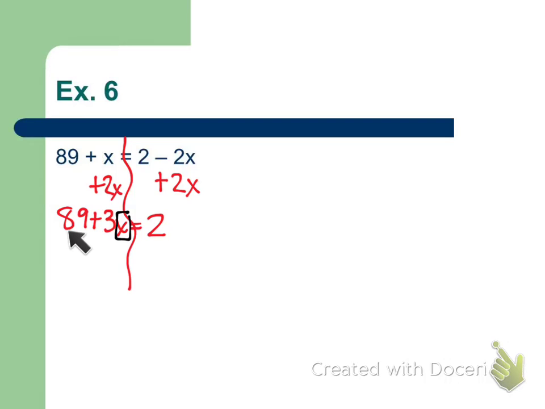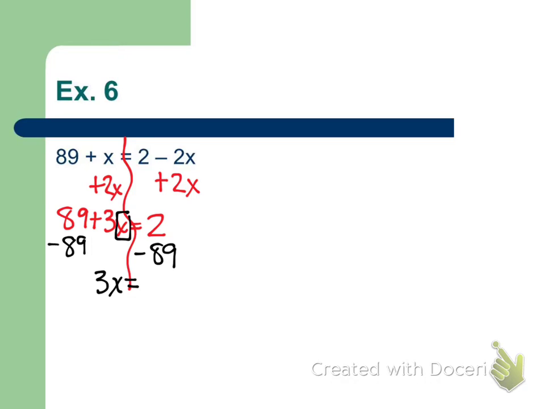Alright, let's look at what we've got so far. We move what's furthest away from our variable first. So that means I'm moving this 89. How am I going to zero out a positive 89? Subtract 89. We need to do that to both sides.